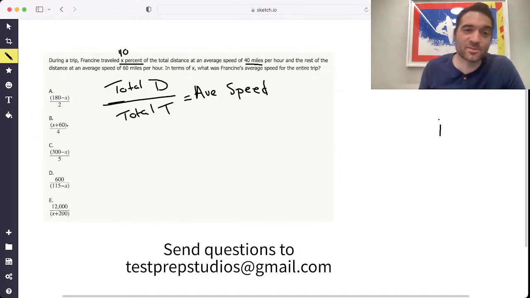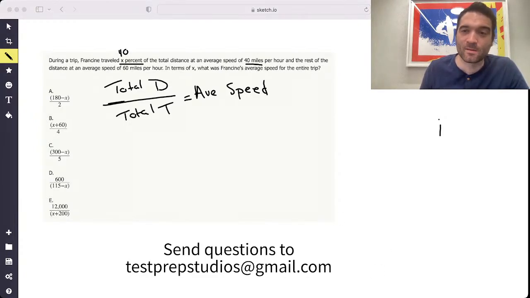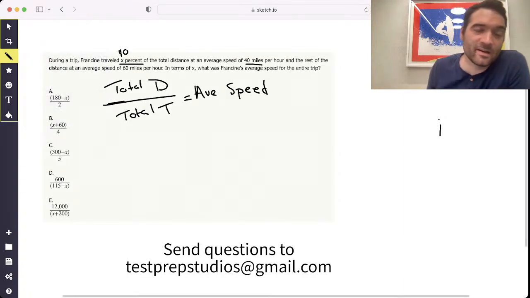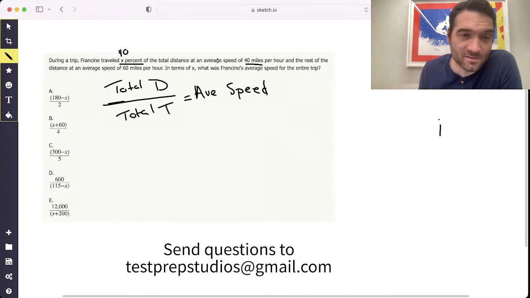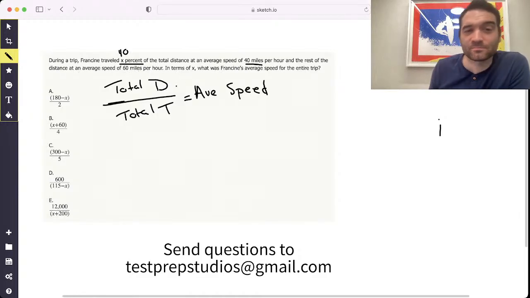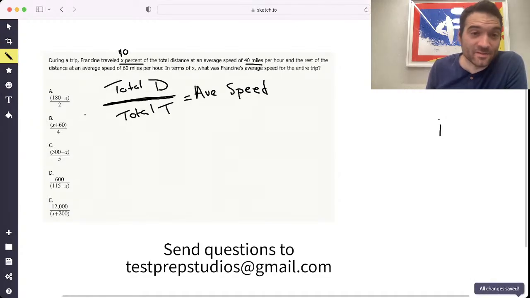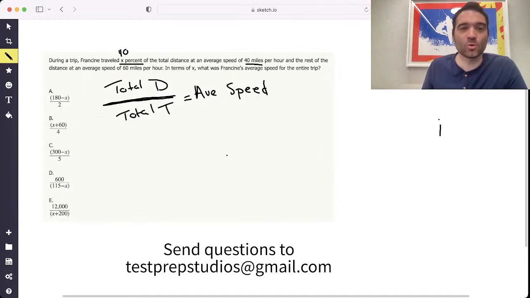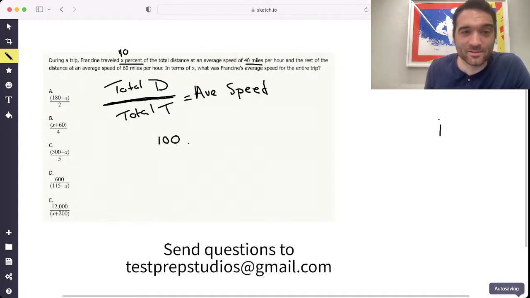You could have said 50%, 20%, 80%, 73.2%. It all works out. Totally fine. So if we say that she traveled 40% of the total distance at an average speed of 40 miles an hour, and the rest of the distance at an average speed of 60 miles an hour, what is her total distance? Well, again, it's not defined. And that's an invitation to make up a number. Why don't we just say that this total trip was 100 miles? Why not, right? So 100 miles is the total trip, total distance.